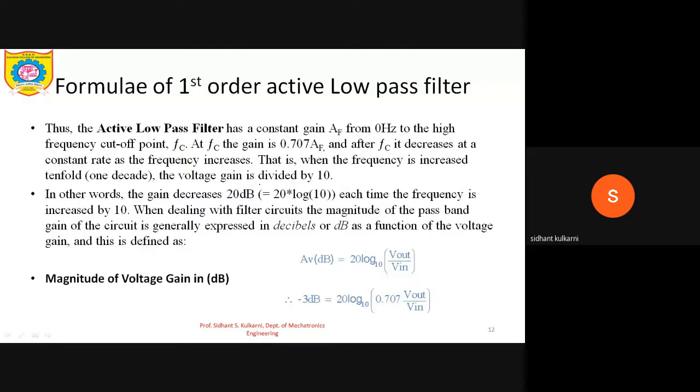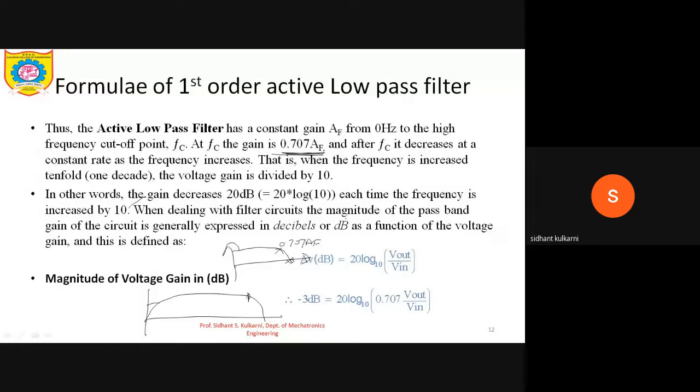That's it. Thus, the active low pass filter has a constant gain AF from 0 Hertz to the high frequency cutoff point FC. At FC, gain is 0.707, and after FC, it decreases at a constant rate. So the frequency response is something like this. Let's say this is the cutoff frequency. Up to the cutoff frequency, I will draw the low pass filter. So low pass frequency components are passed and high frequency components are neglected. At this cutoff frequency FC, the gain is 0.707 of AF. In other words, gain decreases by 20 dB, that is 20 log to the base 10, each time the frequency is increased by 10.